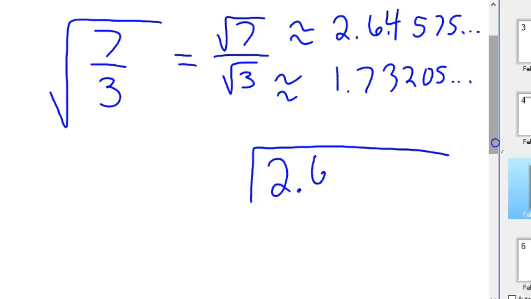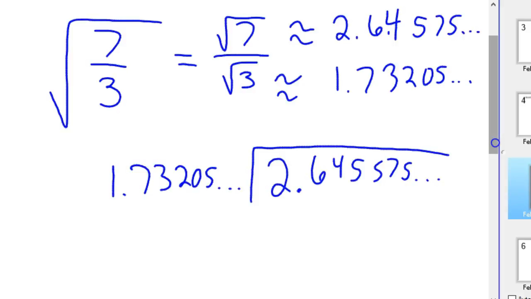The only way to divide these numbers that everybody would use is the division algorithm. You'd put 2.64575 dot dot dot inside the radical. Dot dot dot means it keeps going, it's irrational. And out here you have 1.73205 dot dot dot. It keeps going on and on forever. You would simplify it by moving the decimal over so many places until you ran out of decimals. Well, this is irrational. This number never ends. So this causes a problem when you're trying to divide these.